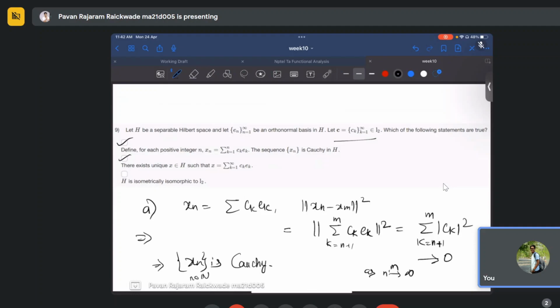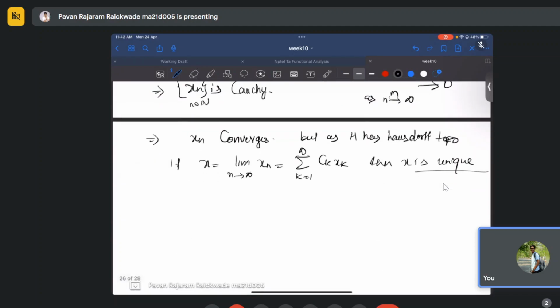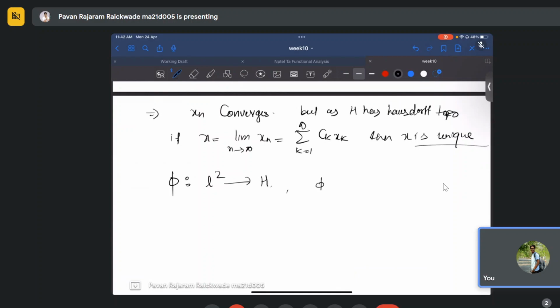The first is correct, the second is correct. The third one: H is isometrically isomorphic to L2. Isometrically isomorphic means we have to give a mapping. So I define phi: any sequence c, I map to the summation of c_k e_k. We have already shown this is well defined; this is an element in H. No problem for well-definedness.